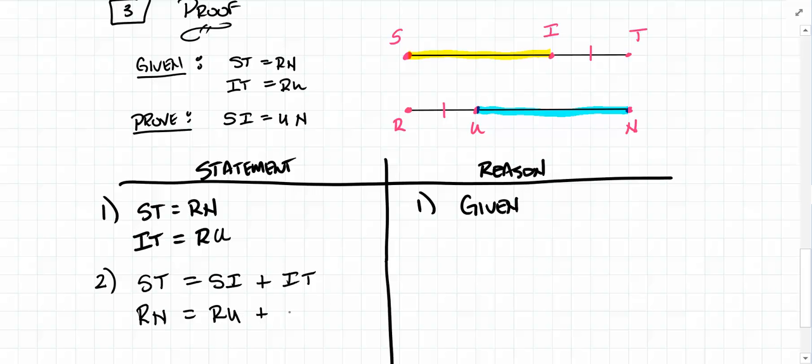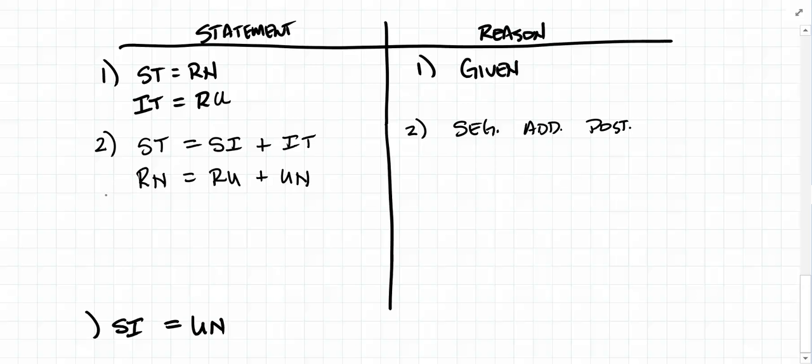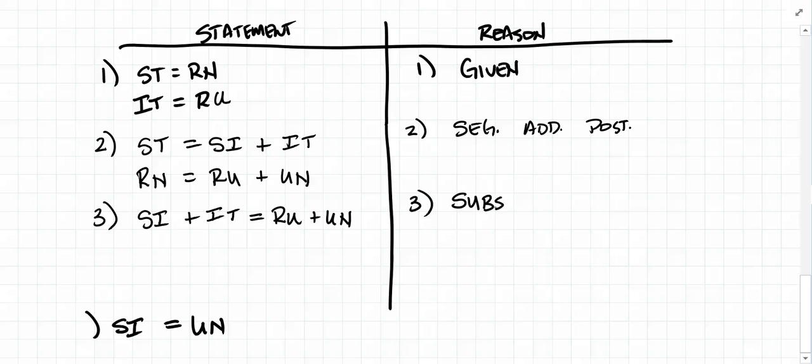And what's the reason for saying both of these things, you guys? Segment addition. There you go. Segment addition postulate. That is the reason that allows us to do that. So then the very next line, since we know this, we can now say that SI plus IT has to be equal to RU plus UN. So what did we do there? We just had substitution. The substitution property. Very good.